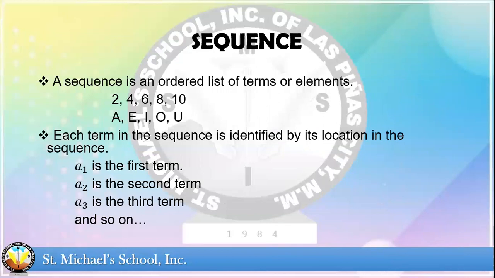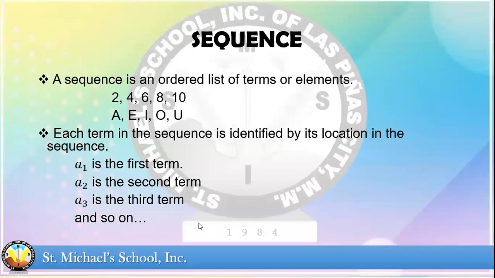Sequence. A sequence is an ordered list of terms or elements. Here are some examples: 2, 4, 6, 8, 10, and A, E, I, O, U. Each term in the sequence is identified by its location in the sequence. A sub 1 is the first term, so in the first given sequence, which is 2, 4, 6, 8, 10, the first term is 2. A sub 2 is the second term, so the second term is 4. A sub 3 is the third term, so the third term is 6, and so on.